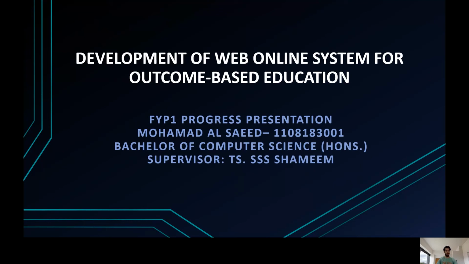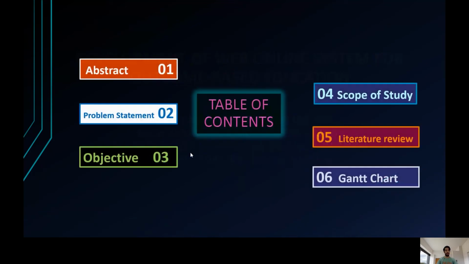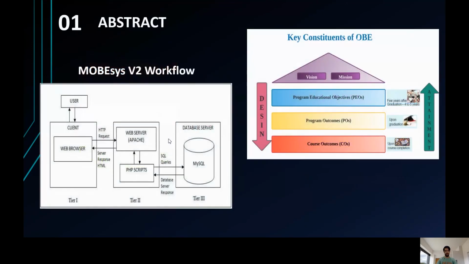This is my progressive presentation of my final year project one, which is the development of a web online system for outcome-based education. And this is the content table that I will be covering today: the abstract, problem statement, objectives and scope of study, literature review, as well as the Gantt chart.